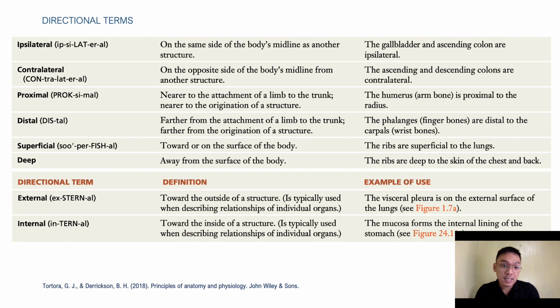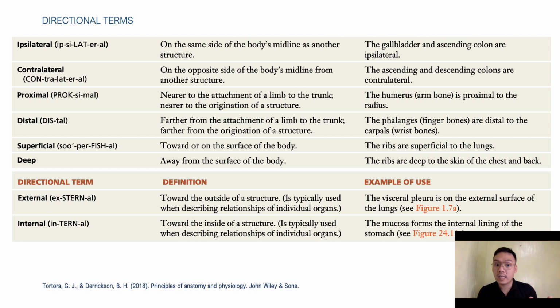Proximal, it's nearer to the limb or the trunk. The humerus, or the arm bone, is proximal to the radius. And distal, it's farther away. Your phalanges, or the finger bones, are distal to the wrist bones. Superficial, it's toward the surface of your body. Your ribs are superficial to the lungs because the rib cage protects the lungs.